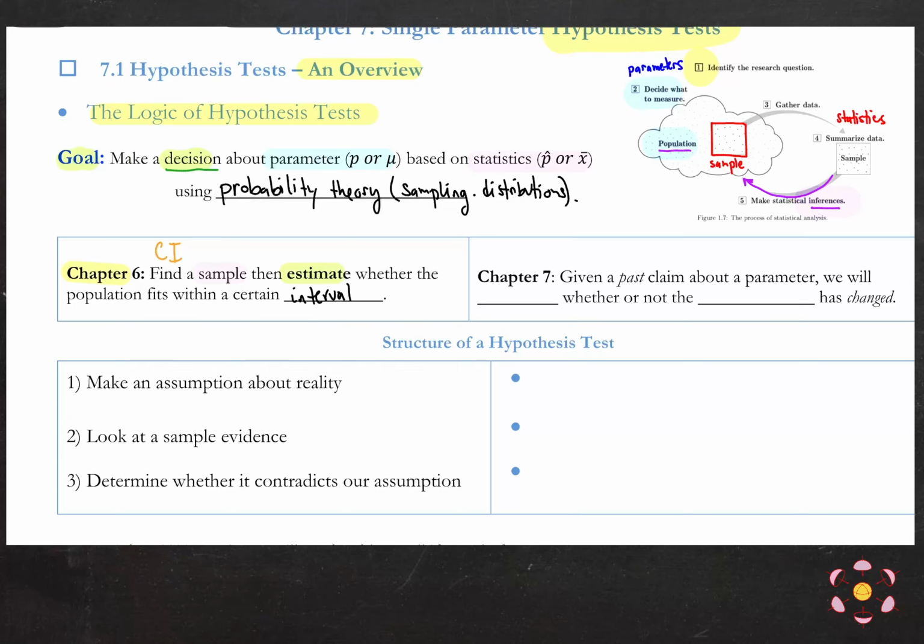What are we going to do in chapter 7? It's a very different application. Let's say I've got past information about a parameter. We are going to test whether or not the parameter has changed.